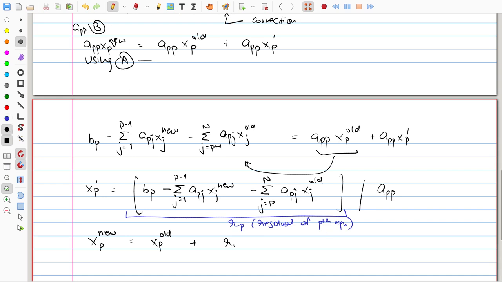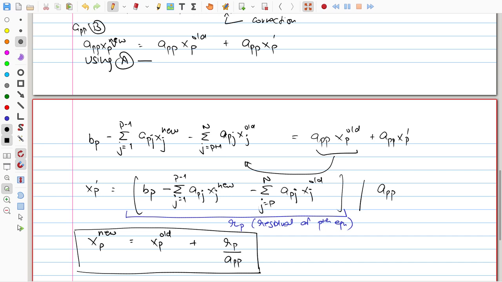So, we will call it Rp upon APP. So, typically step number 2 in the iterative technique for different methods, this is Gauss Seidel, it could be a different technique, is written as xp new is xp old plus Rp upon APP. The only difference would be the expression for Rp.